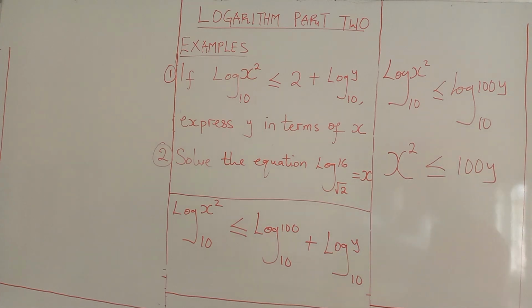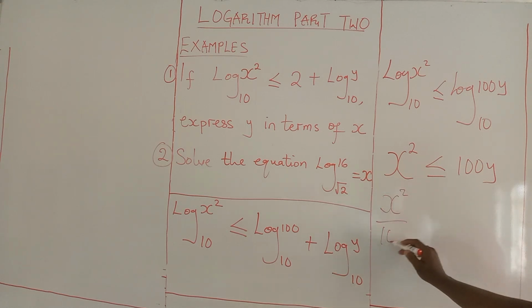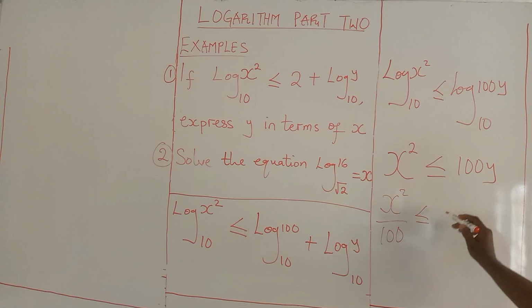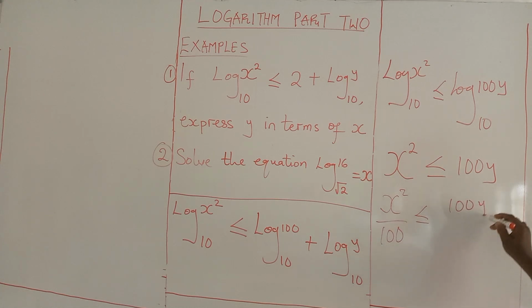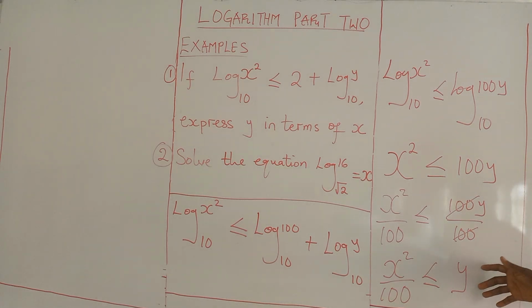So if I divide both sides by 100, I will have x squared over 100 is less than or equal to 100y over 100. And this will cancel out, so you have x squared over 100 is less than or equal to y. Now that's the answer, but if it is an objective question, you may not see this in the options. So there's another way of expressing it.